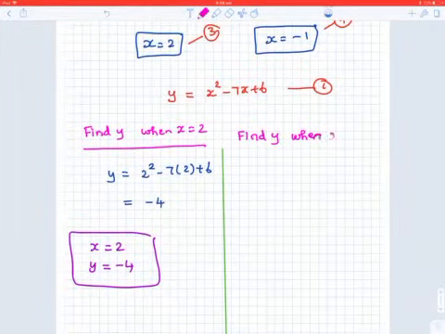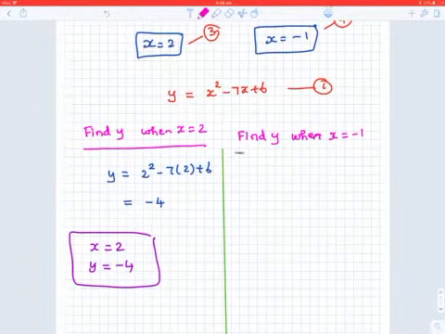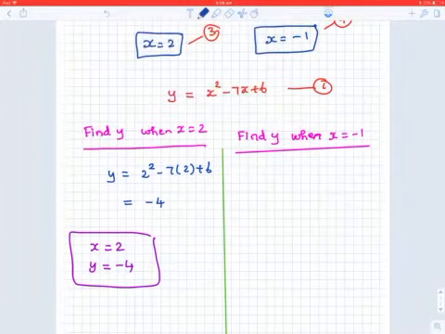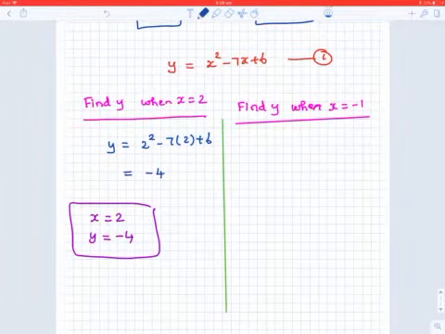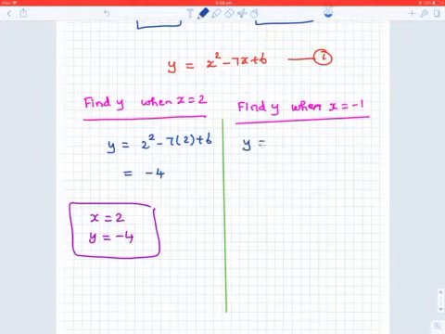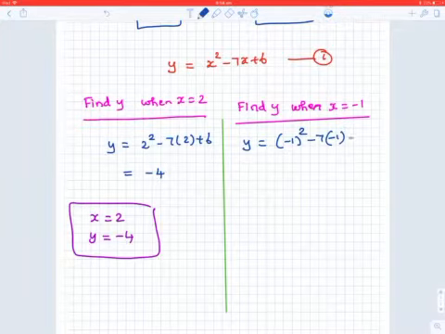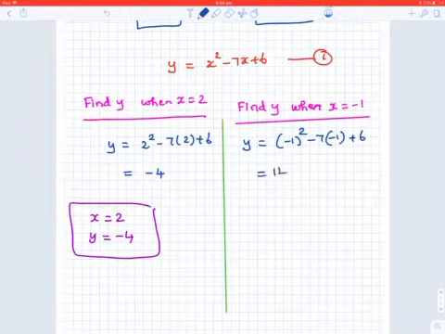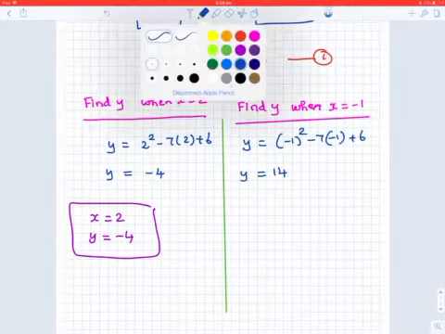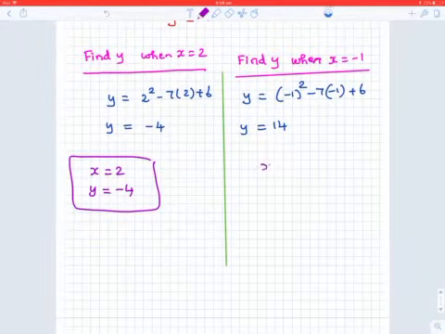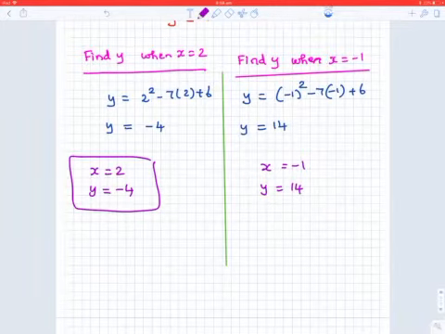Here I'm again finding y, but this time when x is minus 1. That's what I'm doing for the second set. So I'm just going to write the same y again. So y equals minus 1 squared minus 7 times minus 1 plus 6, which is 7, 13, 14. So it is 14. So y equals 14.